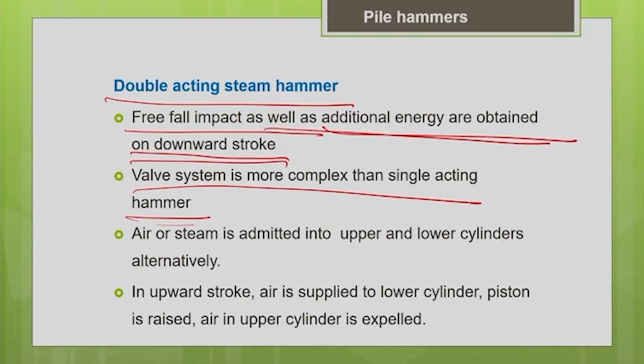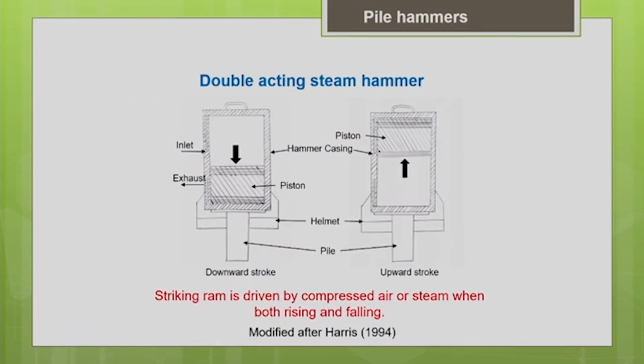Alternatively, you will be supplying air to the upper cylinder and the lower cylinder to carry out the upward stroke and the downward stroke. So air or steam is admitted into the upper and lower cylinders alternatively. This is the setup of the double acting steam hammer. You can see two cylinders, one is the upper cylinder, the other one is the lower cylinder.